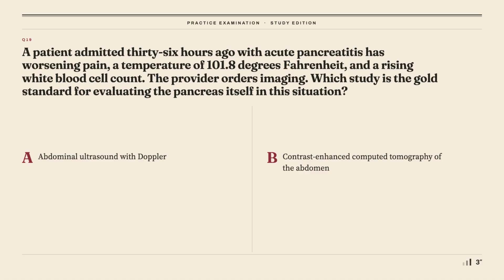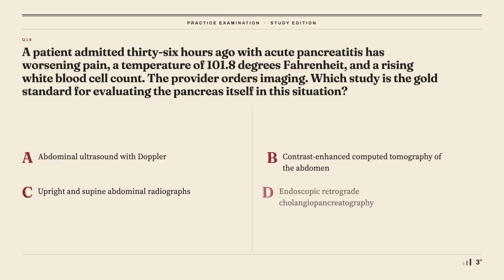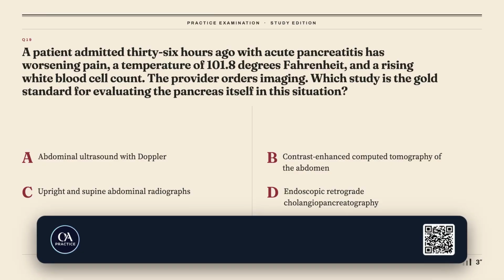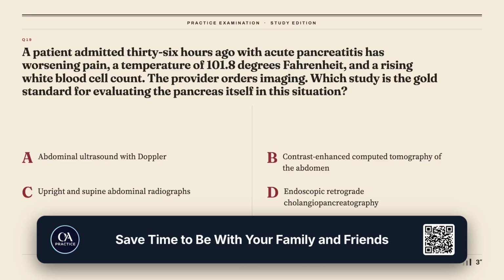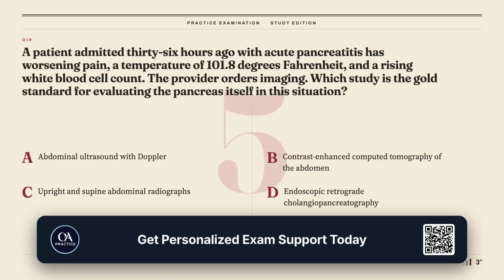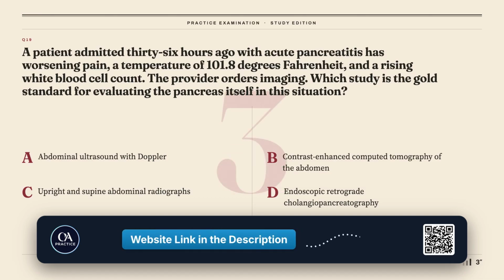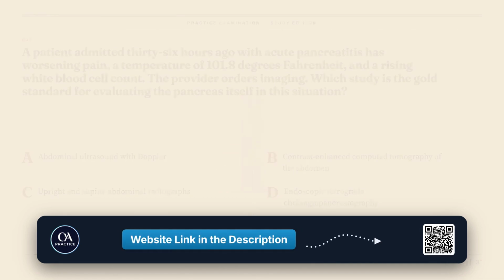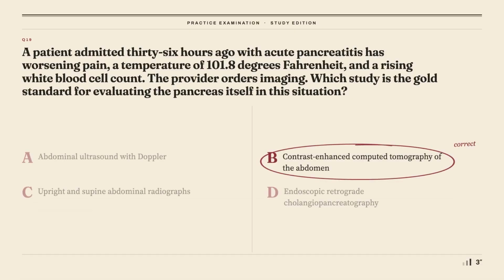B. Contrast-enhanced computed tomography of the abdomen, C. Upright and supine abdominal radiographs, D. Endoscopic retrograde cholangiopancreatography. Before I reveal it, which one do you think is right? The correct answer is B. Contrast-enhanced computed tomography of the abdomen.